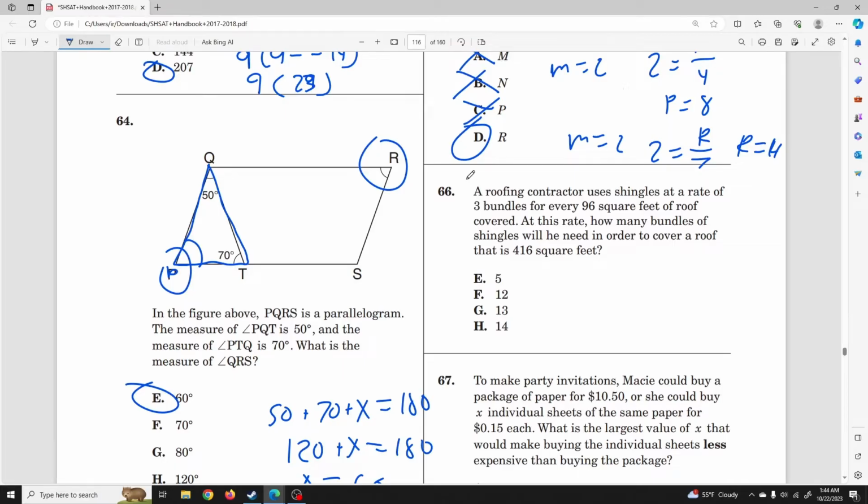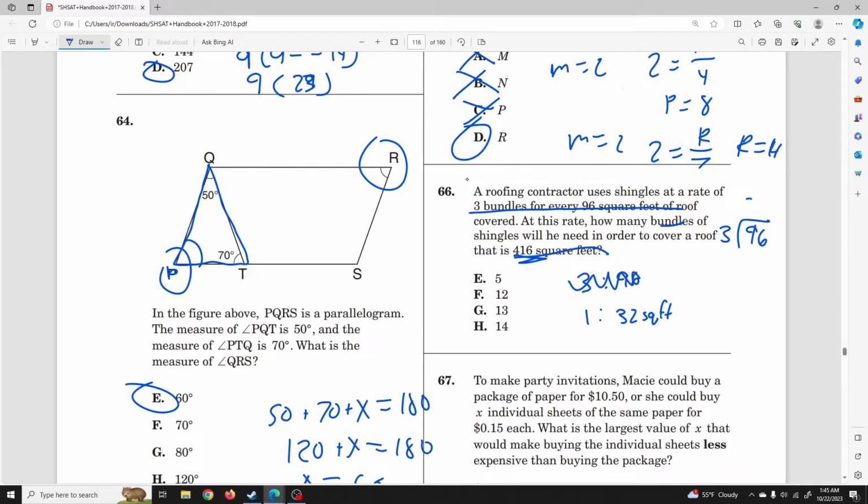66 says that a roofing contractor uses shingles at a rate of 3 bundles for every 96 square feet of roof covered. At this rate, how many bundles of shingles will be needed in order to cover a roof that is 416 square feet, right? So we're dealing with bundles, so we know that there's 3 bundles for every 96 square feet. That means that there's 1 bundle for every 96 divided by 3, for every 32 square feet, right? So that's our ratio.